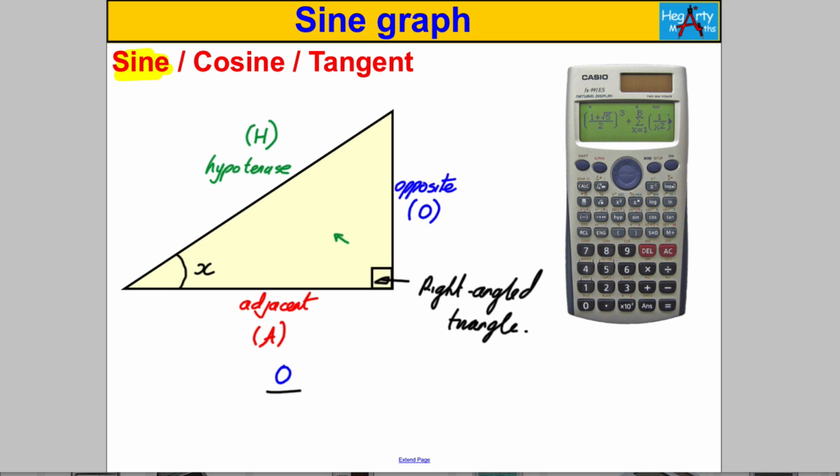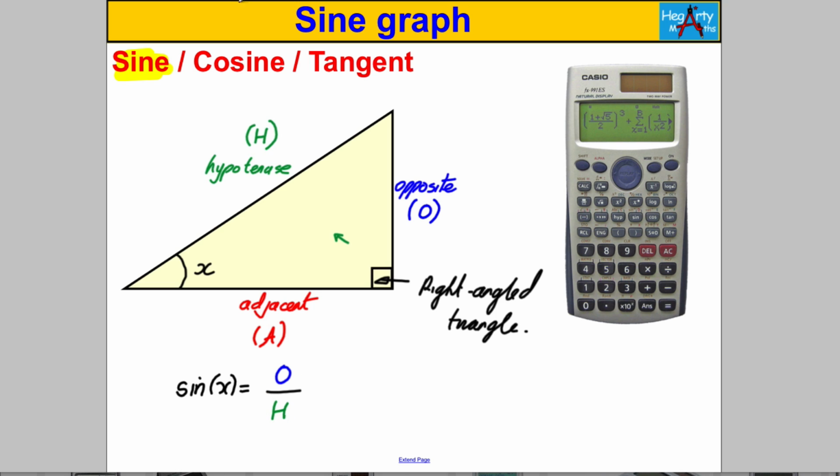Now, if you were to divide the opposite by the hypotenuse, the length of the opposite divided by the length of the hypotenuse, so say if this was, let's say 7 and that there was 12, if you did 7 divided by 12, it would always give you the same answer as if you did this sine function of the angle. If you did know the angle, if you did sine of that angle, it would always give you the same answer as if you did the opposite length divided by the hypotenuse length.